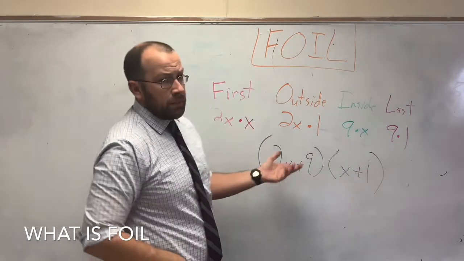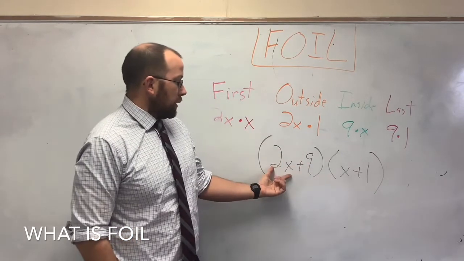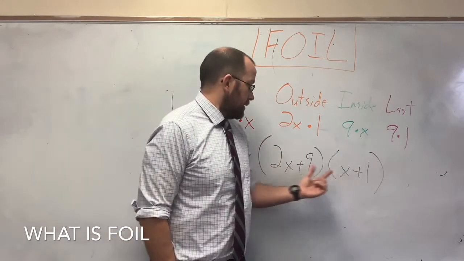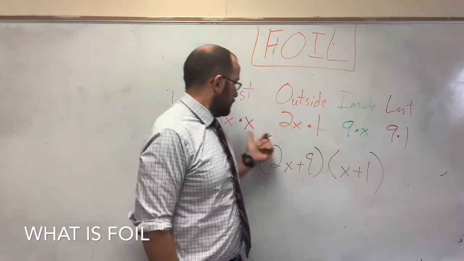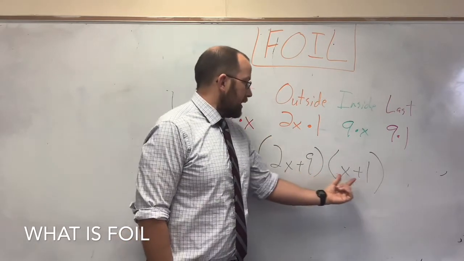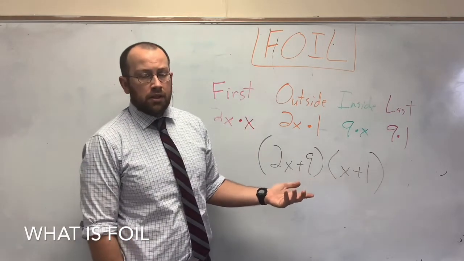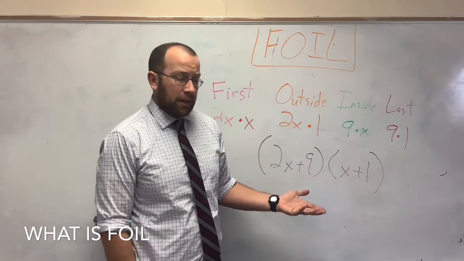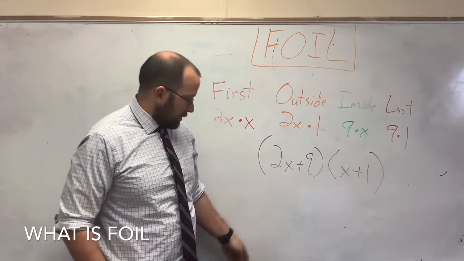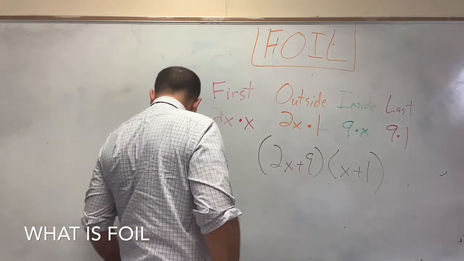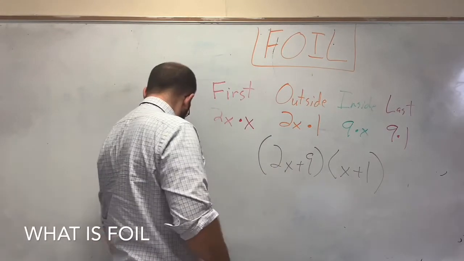The other way to think about this is you just distribute: multiply 2x by x, then 2x by 1. Then you do 9 times x, 9 times 1. It's basically a double distribution problem if you want to think about it that way. Alright, we're going to finish up this problem just to show you. So what you do here, and I'll use a blue marker.